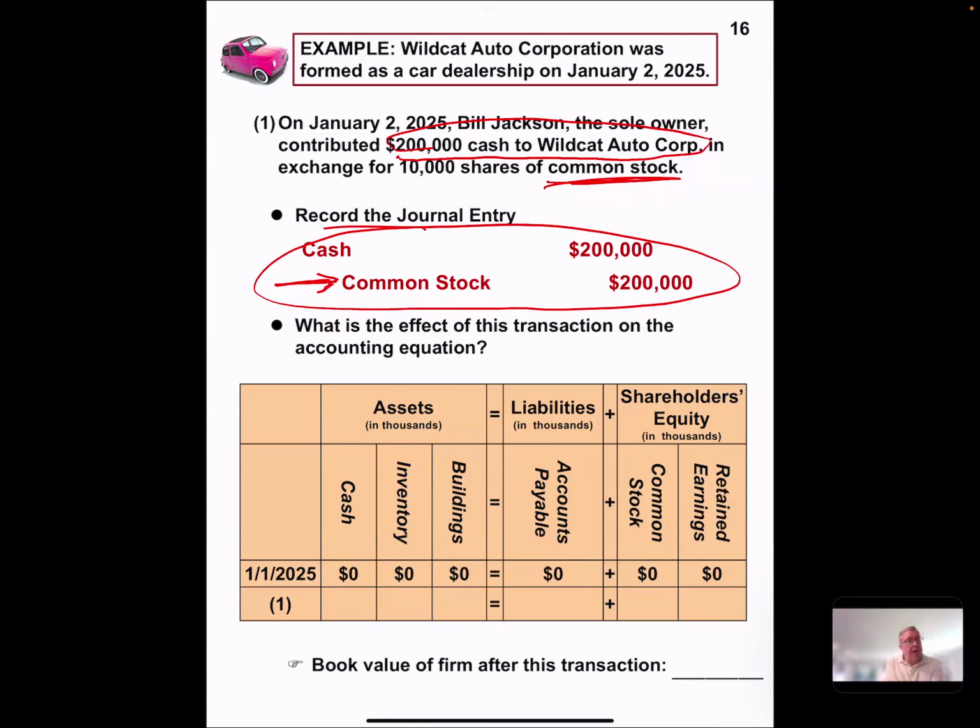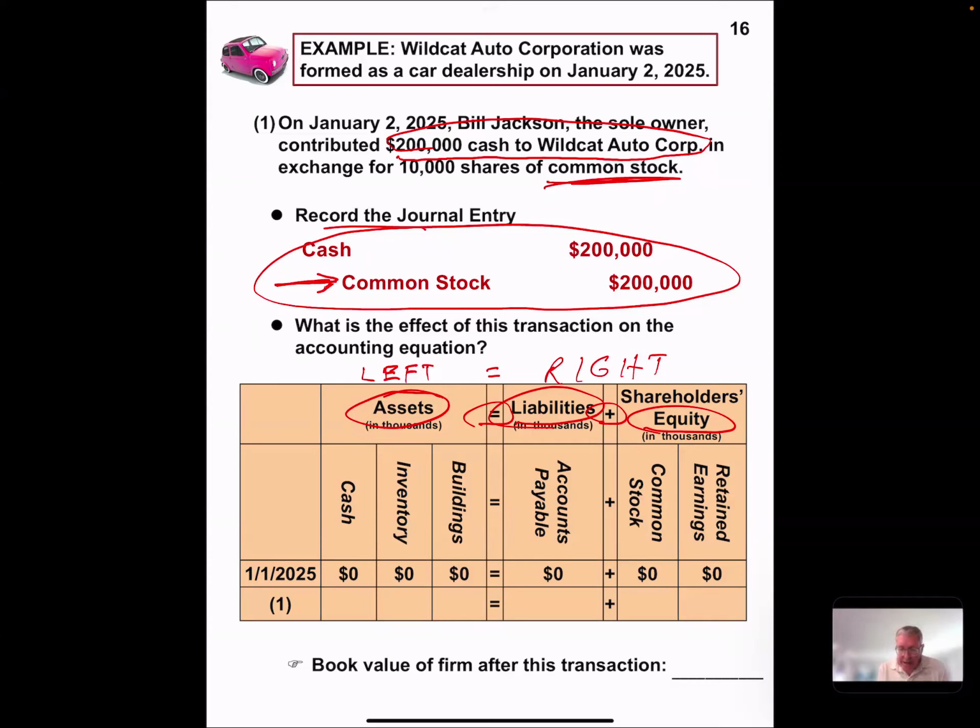Then we say, what effect did this have on the accounting equation? So here's again, it's our accounting equation. Assets equals liabilities plus equity, right? A equals L plus E. Notice left side equals right side. So we have the various asset accounts we're going to use in this example: cash, inventory, and buildings. And the liability accounts, we're just going to have one, accounts payable. And for the shareholders' equity, we're going to have a common stock and a retained earnings account.